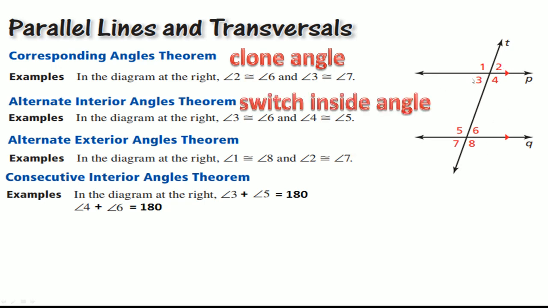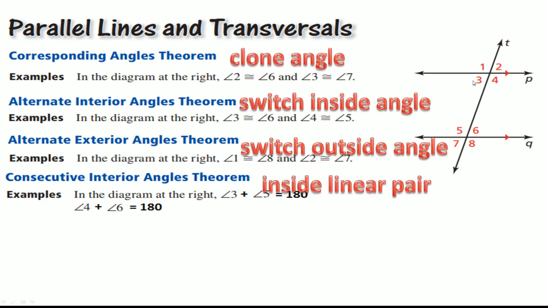Alternate interior is another word for it. They're the angles on the inside and they switch. The alternate exteriors are when they're on the outside and they switch. And the inside ones that are linear pairs are called consecutive interior angles. This is just a very layman's way of describing the academic vocab. You could memorize both.